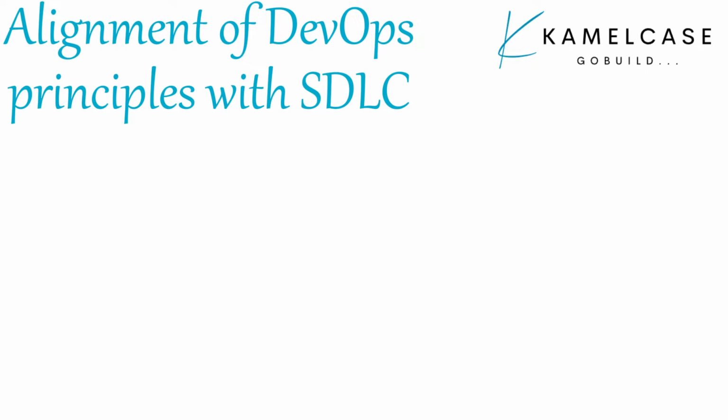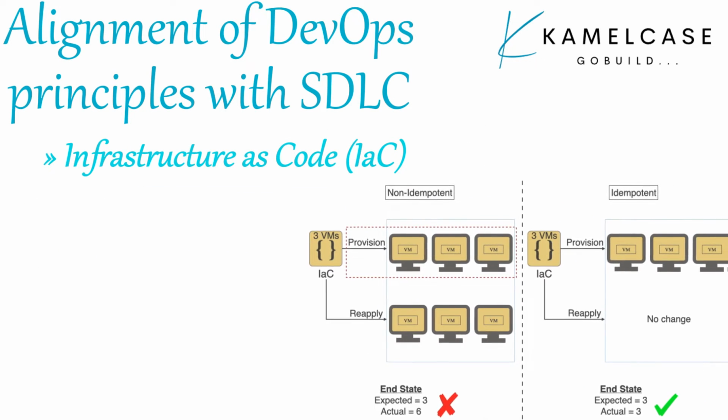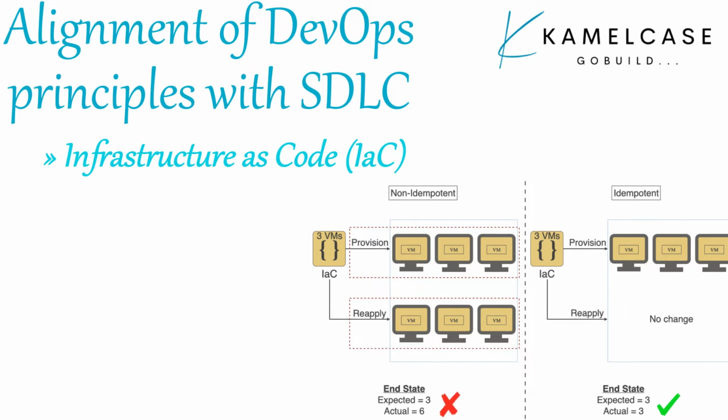Similarly, let's discuss the principle known as infrastructure as code and see how this aligns with the SDLC process. Infrastructure as code ensures that infrastructure provisioning and configuration are consistent and repeatable, supporting the SDLC's environment setup phase. For example, before the SDLC's testing phase, IaC scripts define the necessary test environment infrastructure. Developers can use the same scripts to recreate the environment in their local development setups.